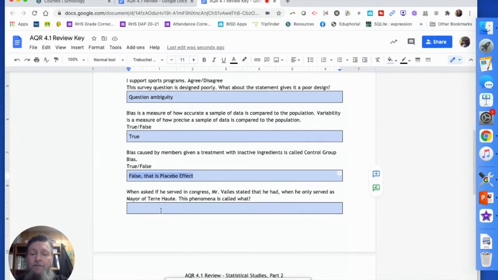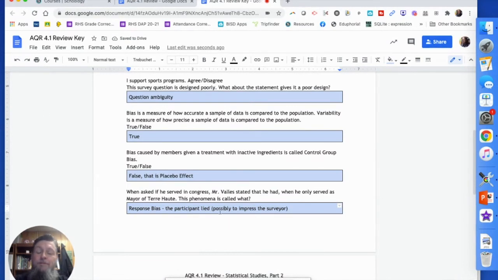All right. Now, this one's kind of tricky. You need to think about this for a second. When asked if he served in Congress, Mr. Bias stated that he had served in Congress when he'd only served as mayor of Terre Haute. This phenomenon is called what? Okay, now this is strange, but it's two. It's called response bias. He lied. The participant lied, possibly to impress the surveyor.